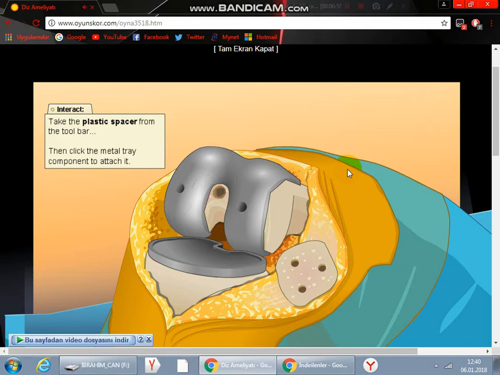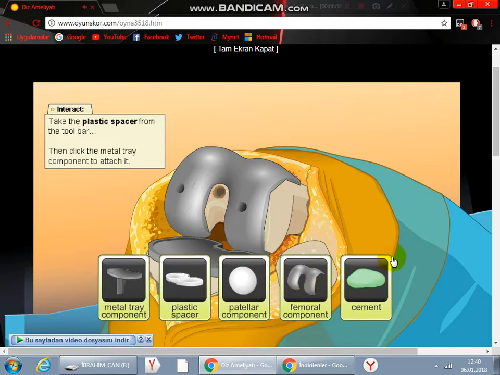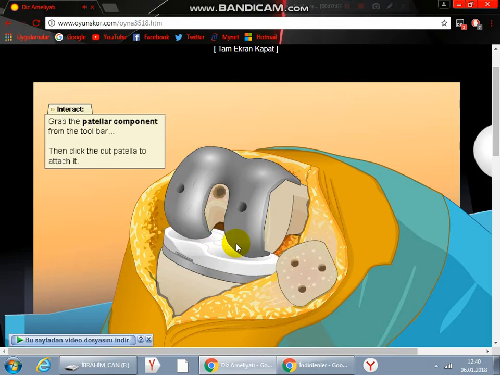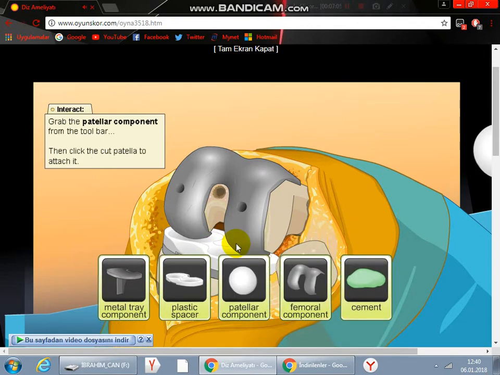Insert the plastic trial spacer into the metal tray component. Lastly, attach the patellar trial component.